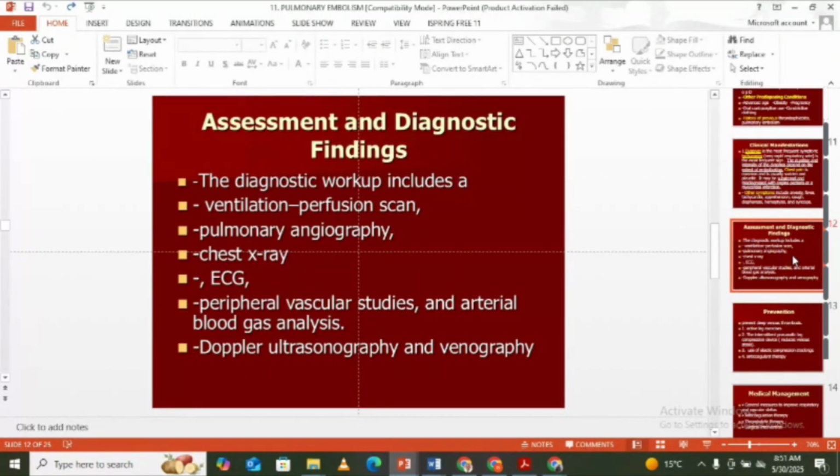The electrocardiogram, which I've just talked about here, which will show you the electrical activities of the heart. All this, the peripheral vascular studies, arterial blood gas analysis. So the diagnosis will always depend so much on the clinical presentation of the patient. That will inform you the type of diagnostic procedure you would want to utilize for that particular patient.